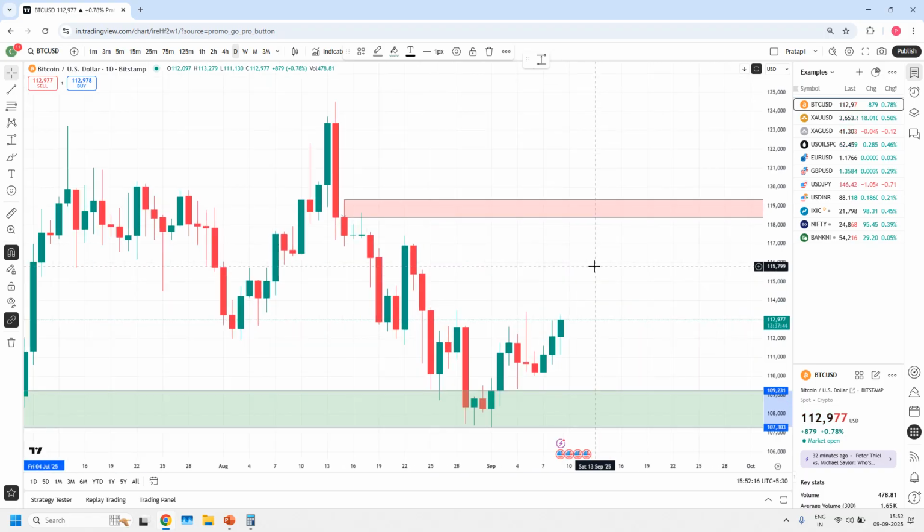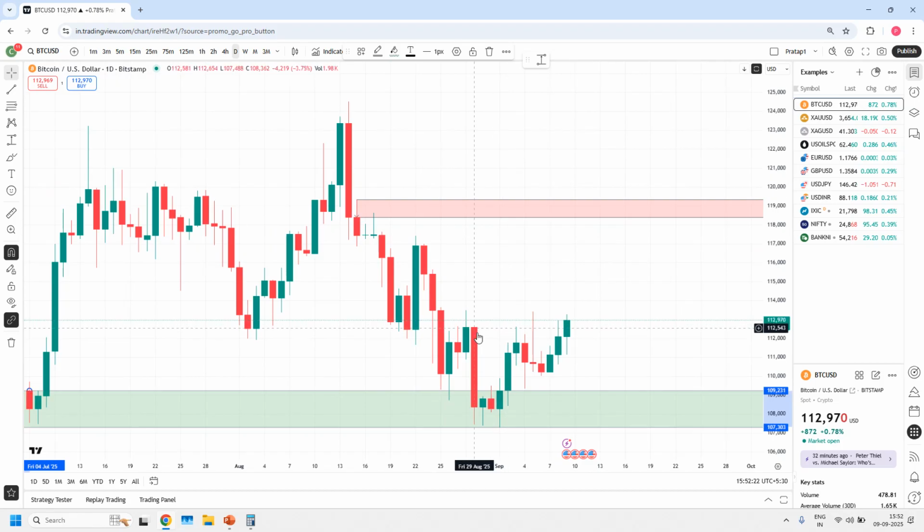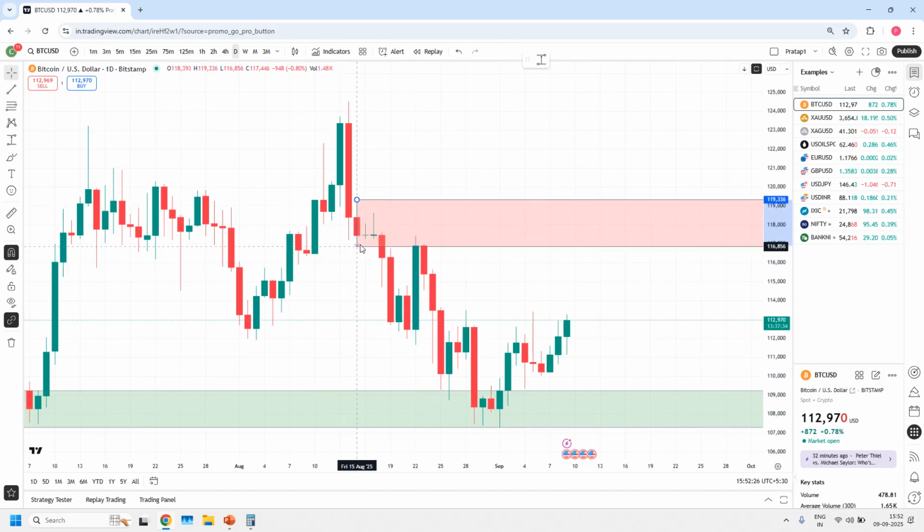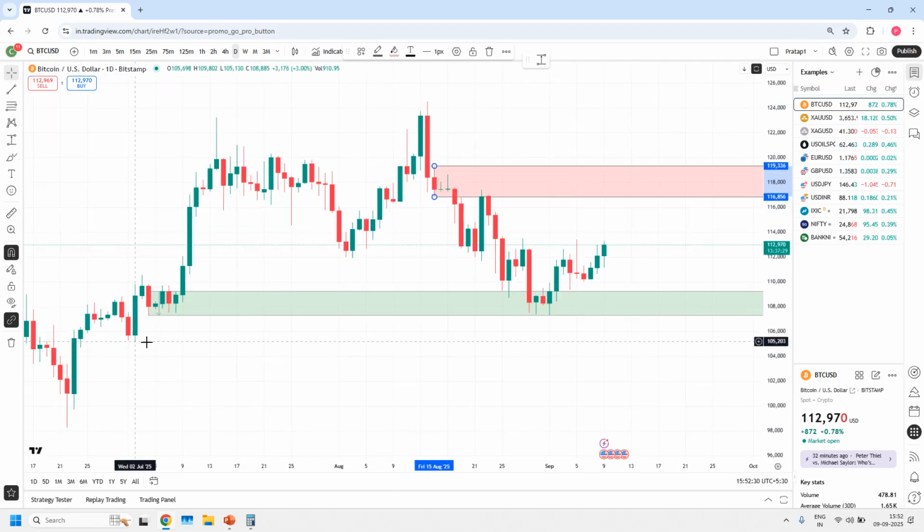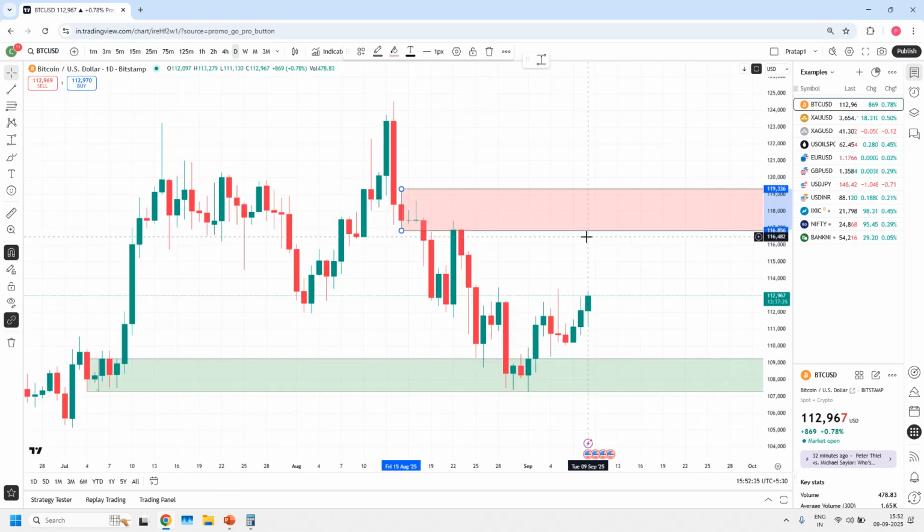Okay, now let me tell you an important thing. What was our earlier planned target? This is the one. Wick to wick, mostly the target will be wick to wick. Now this is our trade and this is our target. See, once prices reach here, this is our target. Please, this is a very important point.